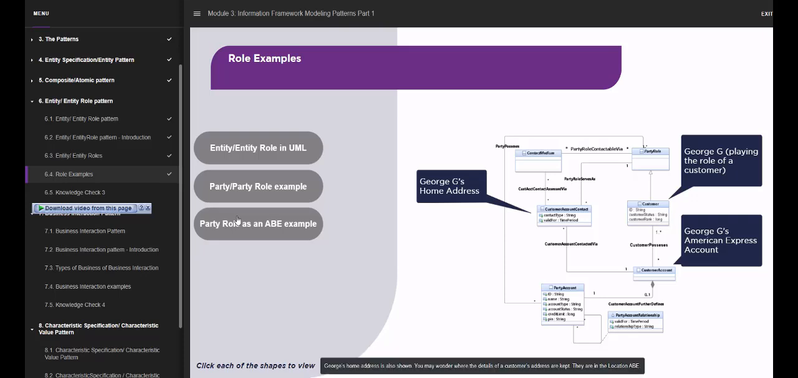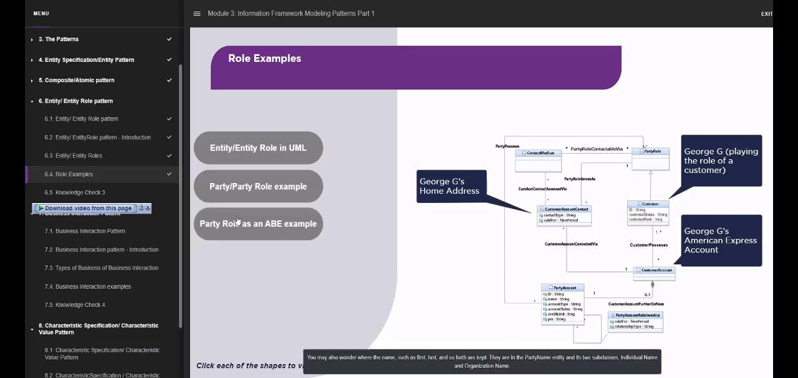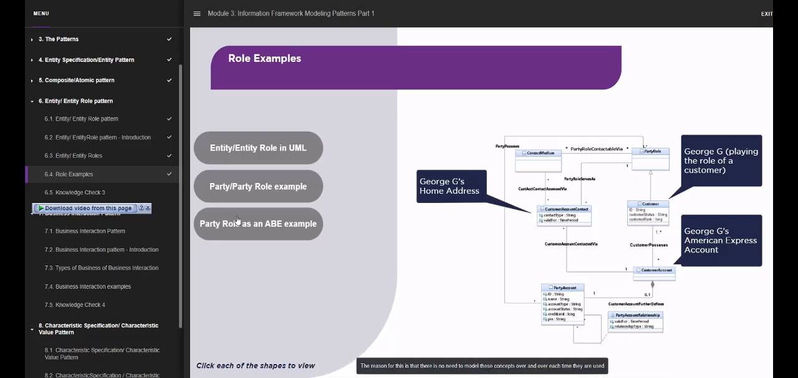George's home address is also shown. You may wonder where the details of a customer's address are kept. They're in the location ABE. You may also wonder where the names such as first, last and so forth are kept. They're in the party name entity and its two subclasses, individual name and organisation name. The reason for this is that there is no need to model these concepts over and over each time they are used.